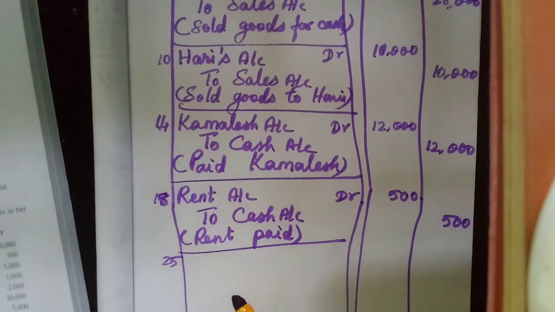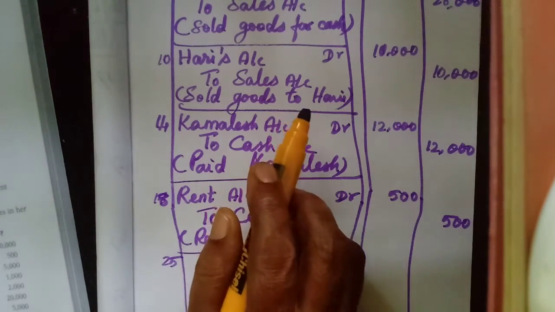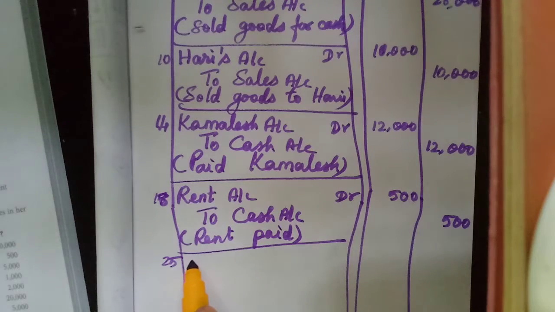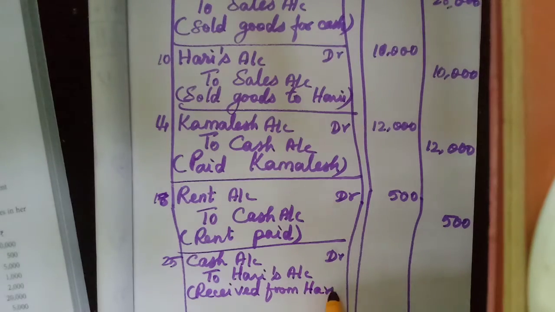Received from Hari. So we are receiving from Hari. Okay, Hari has to give 10,000, but we receive 8,000 only. So what is coming in? Cash account debit. And who is the giver? Hari. To Hari's account. Received from Hari. 8,000, just below that 2. Okay.